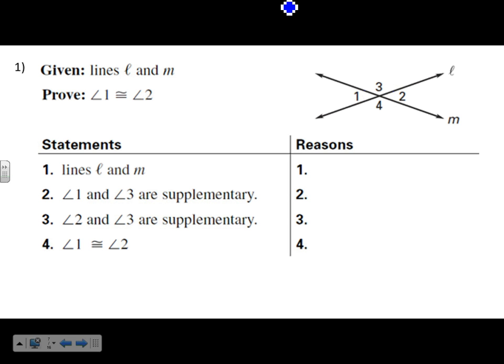You could do this in one step just by saying angle 1 and angle 2 are vertical angles, and they're congruent due to the vertical angle theorem. But that's not what they're looking for in this one, and you know that because we start with our given. They start by saying angle 1 and angle 3 are supplementary. So angle 1 and angle 3 make up this straight line. They're supplementary. That's the linear pair postulate.